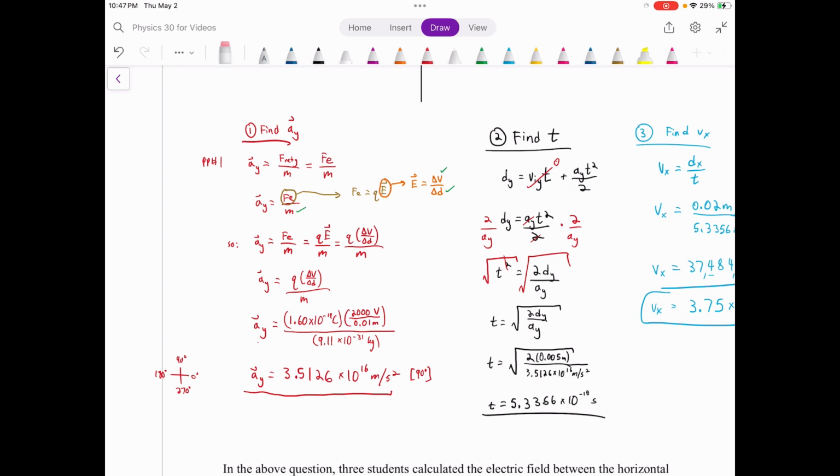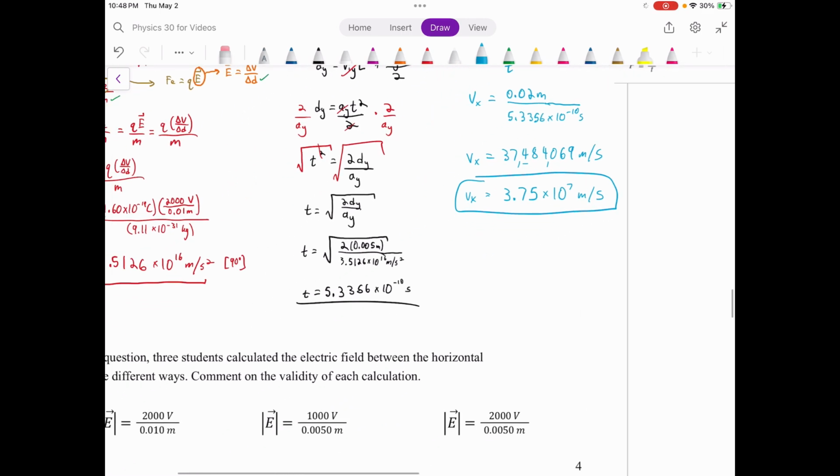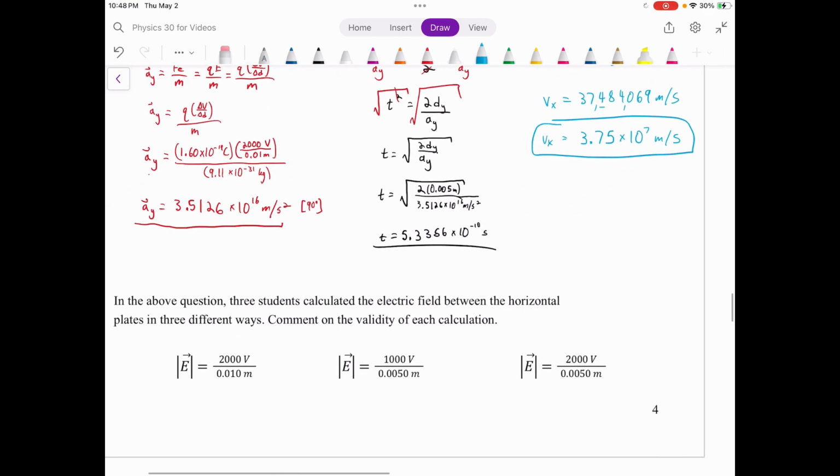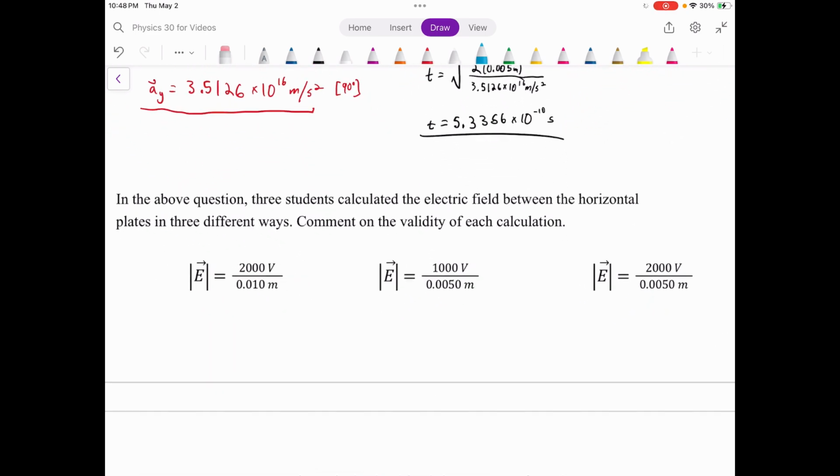Isn't that cool? Fun fact, by the way, this is about 10% the speed of light, a little bit more than 10% the speed of light. So if this were a university class, we'd actually have to redo this question and allow for relativistic effects because some weird stuff would actually be going on with the electron. It would be experiencing time and distance a little bit differently. Anyway, I'll let you find that out on your own in university or through your own research.